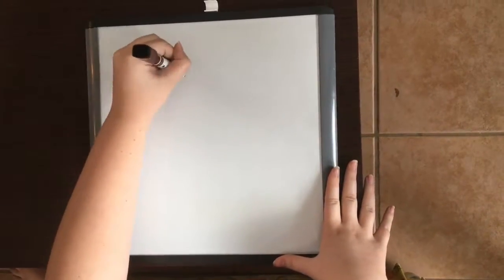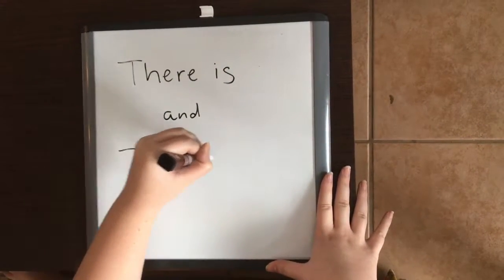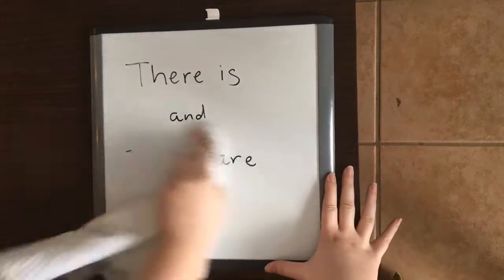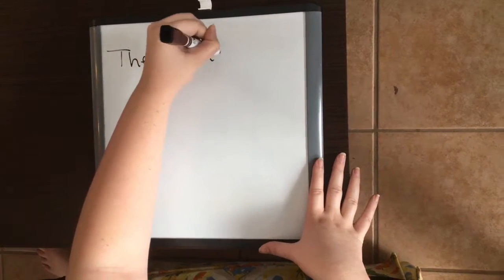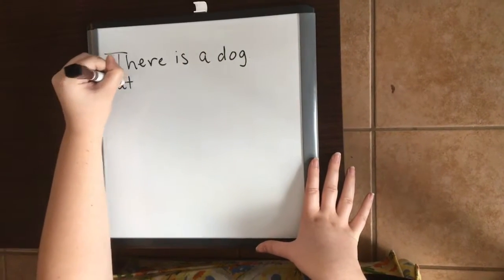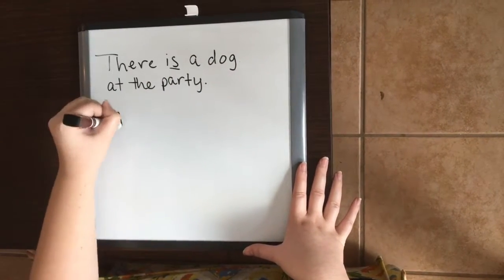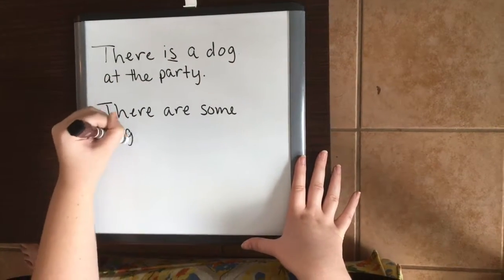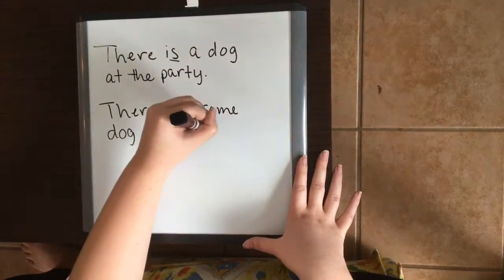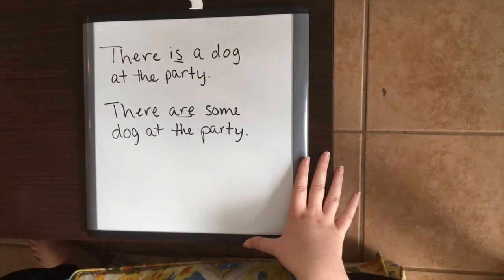Another subject-verb agreement concept is using there is and there are. When using there is and there are, the verb agrees with the anticipated subject. Let's look at an example. First we have, there is a dog at the party. Here the singular verb is is used because it's modifying only one dog. We also have, there are some dogs at the party. Here the plural verb are is used because it's modifying some dogs at the party, which is plural.